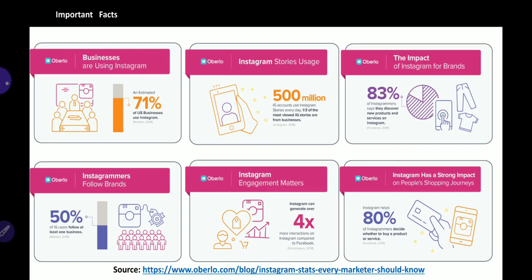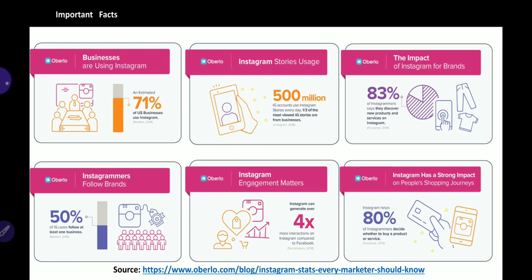Then coming to the next, 83% of Instagrammers say they discovered new products and services on Instagram. People are actually not going for the regular brands. They may go for the small vendors, the small businesses which may be selling similarly priced products, but with a different positioning, with different strategizing. They must be having something unique which normal brands may not be able to offer. So the fourth fact is that Instagrammers follow brands. 50% of IG users follow at least one business.